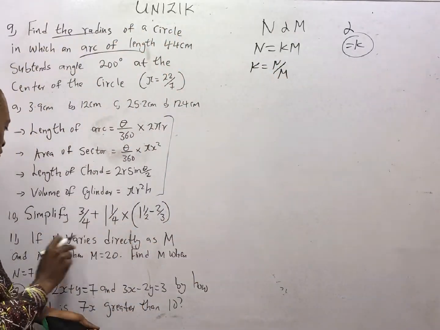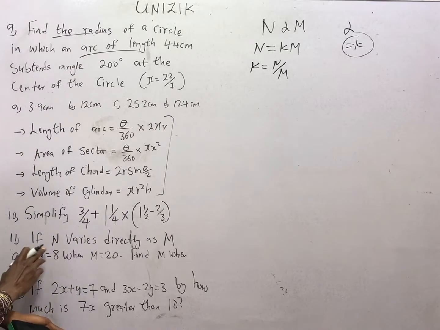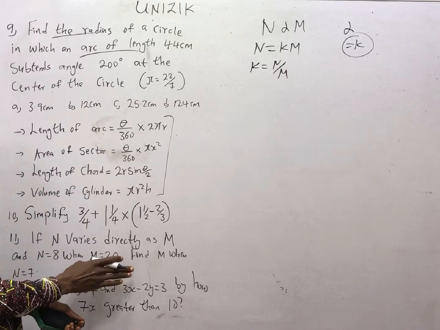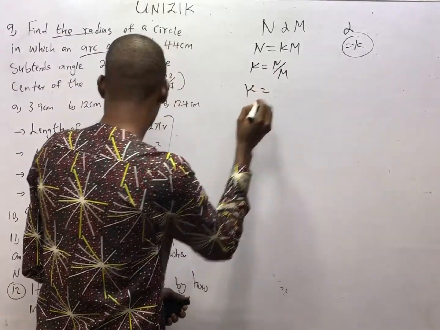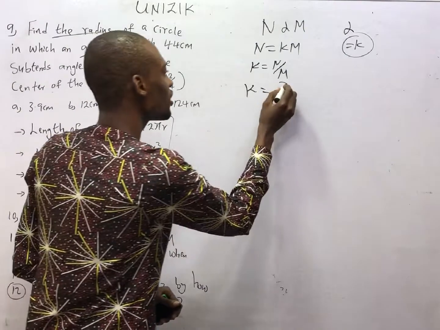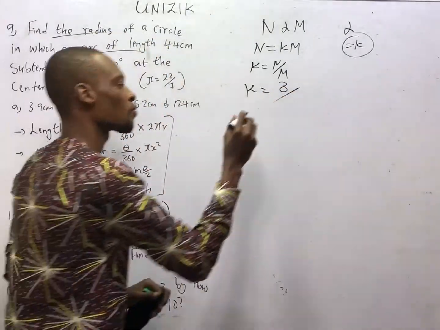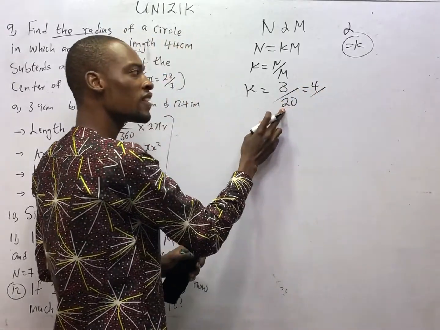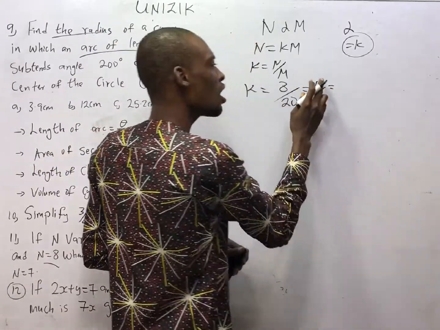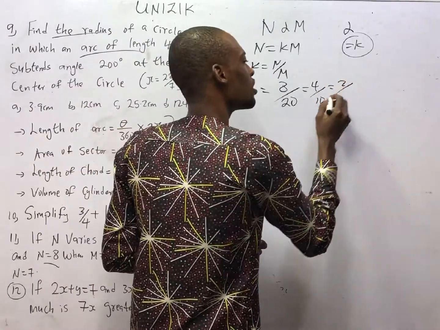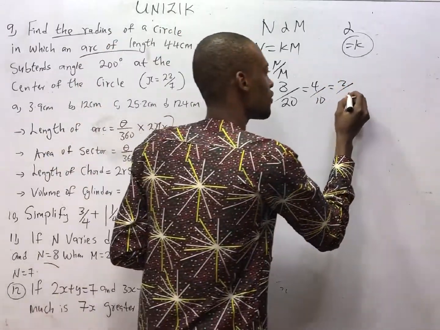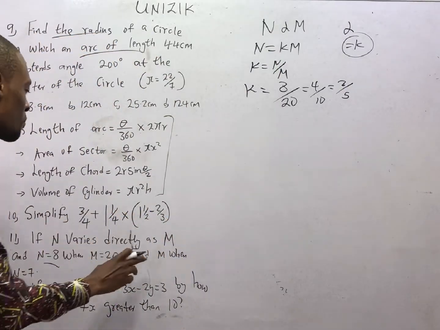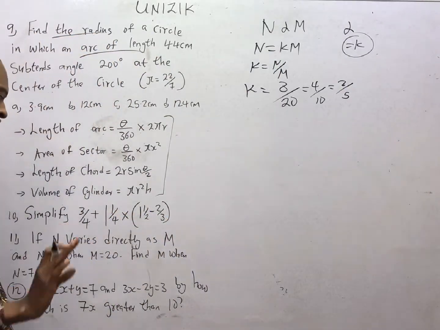Now they said if n varies directly as m and n is 8 when m is 20, so k is equal to n, which is 8, when m is what? 20. So 8 divided by 2 is 4, 20 divided by 2 is 10, 4 divided by 2 is 2, 10 divided by 2 is 5. So the constant is 2 over 5, and it says find m when n is 7.